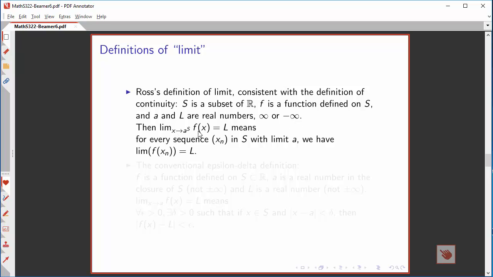And we have the concept that the limit of f is equal to L as x approaches A. But what do we mean by that? What this means is consider any sequence in S, x sub n, whose limit is A, then the limit of the sequence of function values is L.